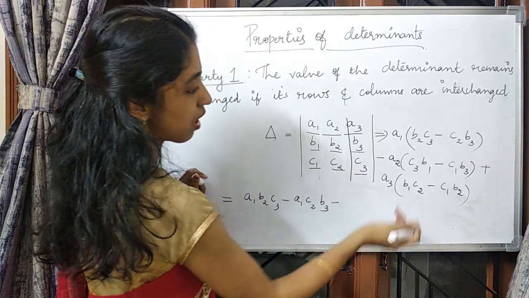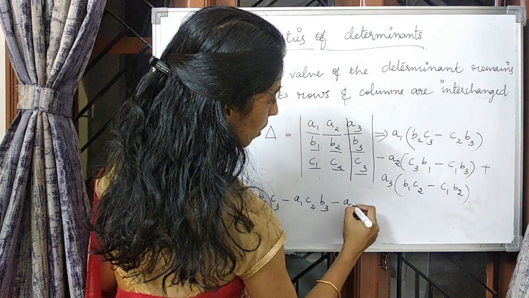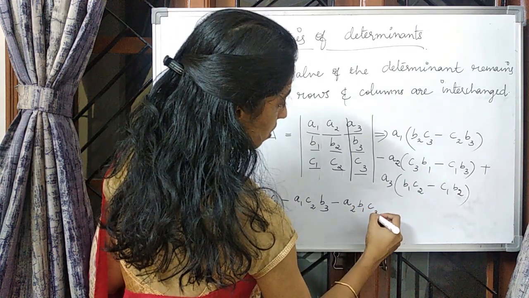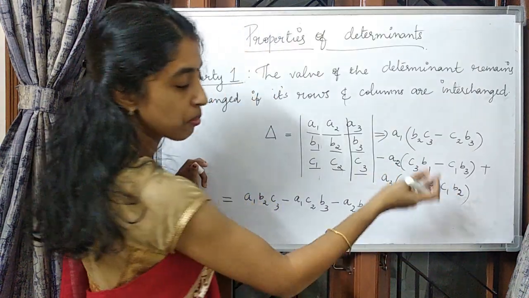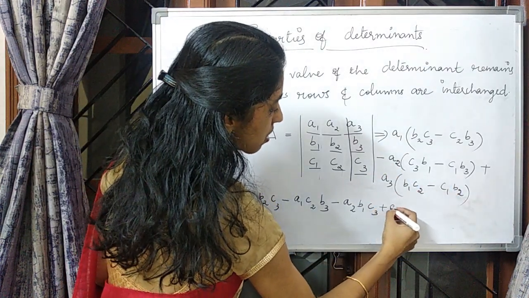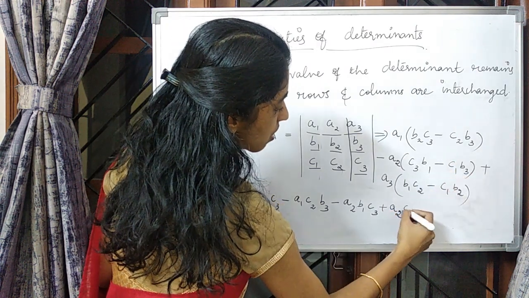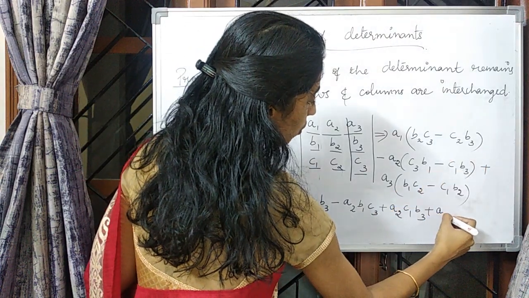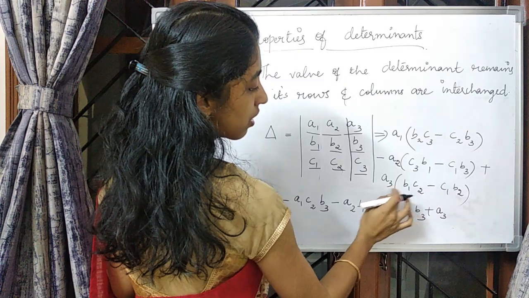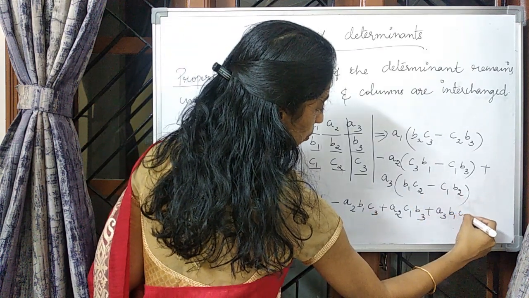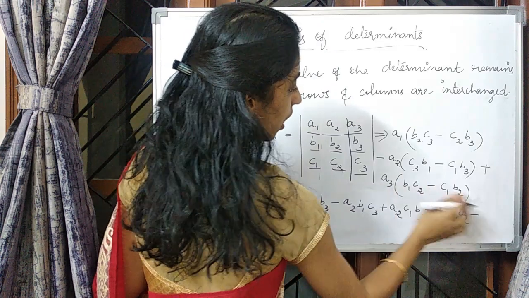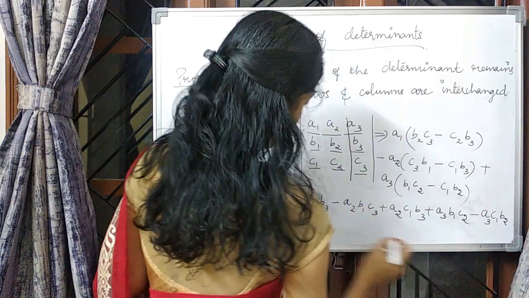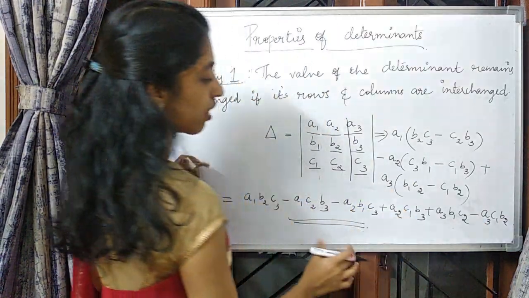Then minus, the next element is A2. Expand it: first write B1 C3. Here minus will become plus when we open the bracket, so plus A2 C1 B3. Then next plus A3. Opening the bracket we will get A3 B1 C2, then minus A3 C1 B2. On expanding we are getting this.